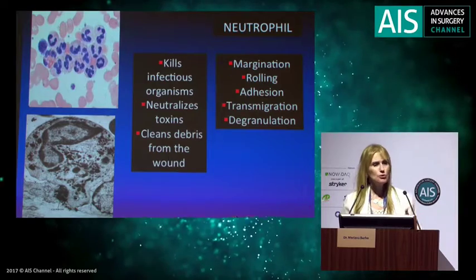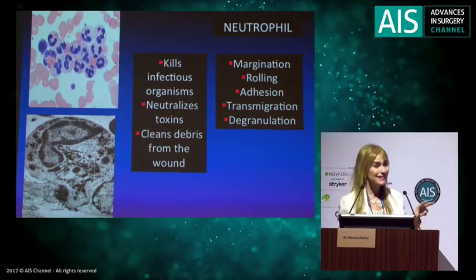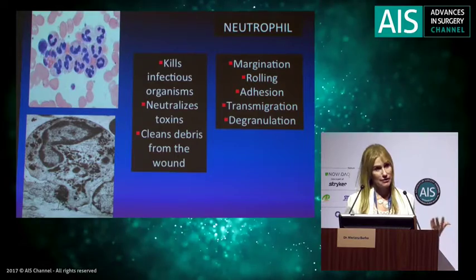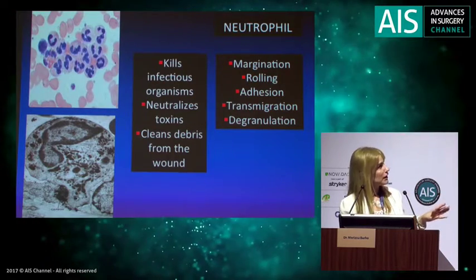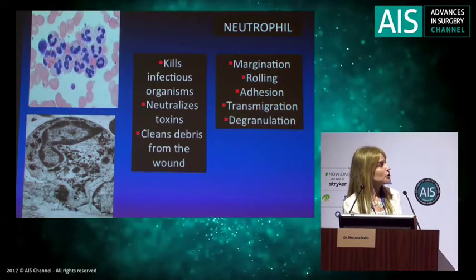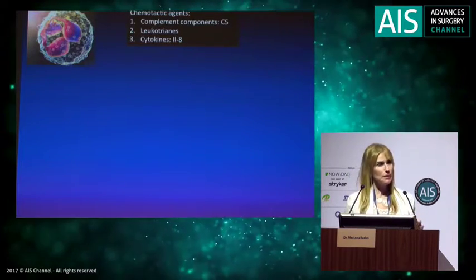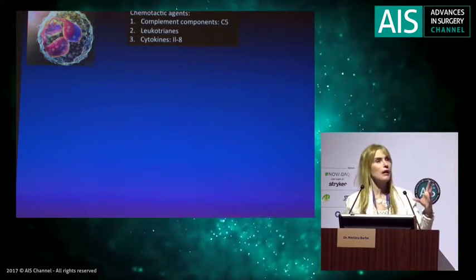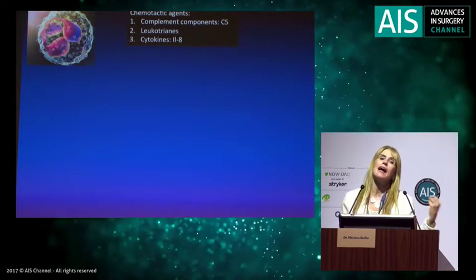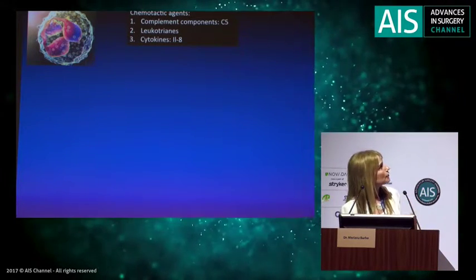Neutrophils. Remember, the neutrophil has to come out of the blood vessel into the extracellular matrix. This is a difficult thing to do. There are several steps that the neutrophil has to go through for this to happen: for example, margination, rolling, adhesion, transmigration, and finally degranulation. Now, for this to happen, the first thing is that the neutrophil senses that there is an injury. There are certain agents outside the blood vessel that are going to call the neutrophil to come and do its job.